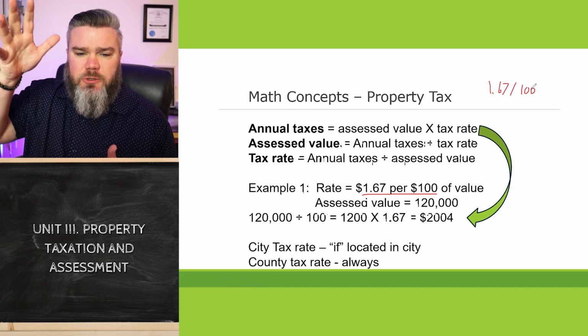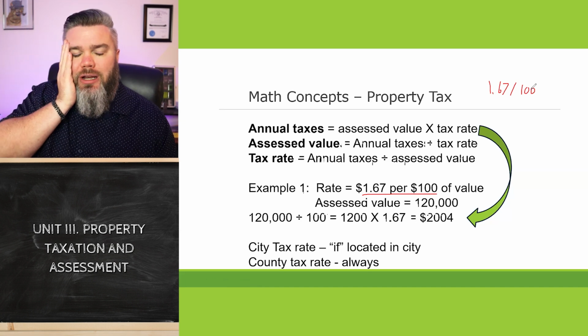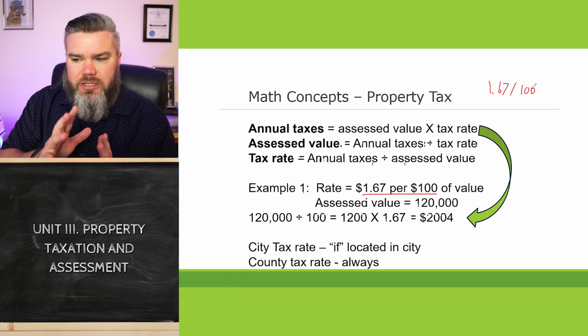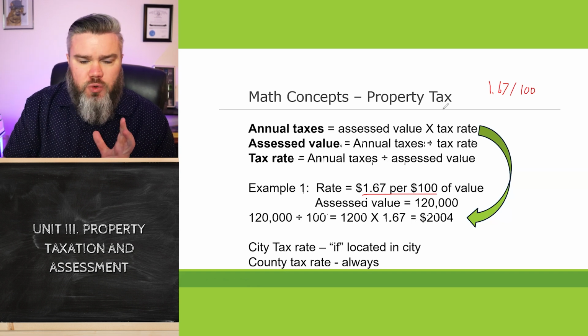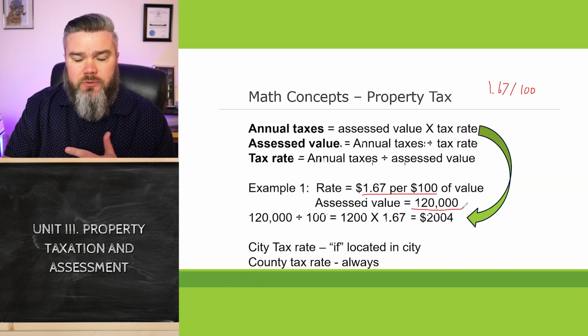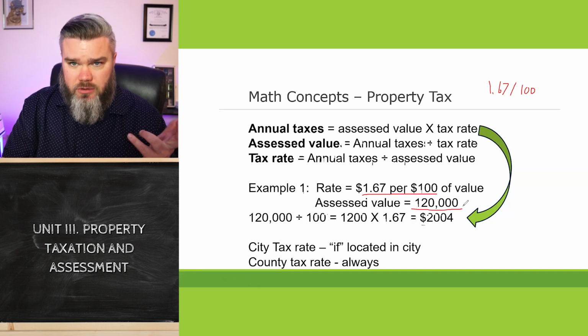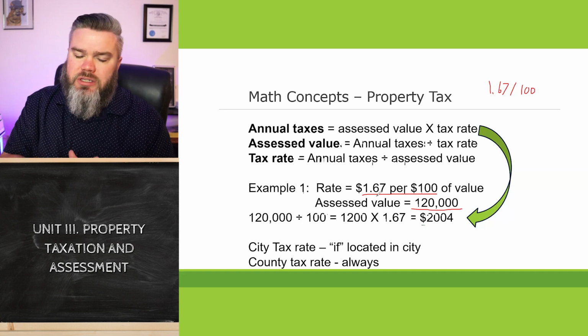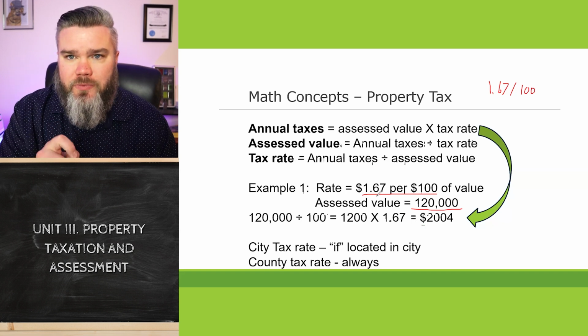So let me explain, and this is once again going to help you not need formulas. Let me explain what this is actually saying. If you look at this visual example, the assessed value is $120,000 for this property. It means the tax assessor said that was the assessed value. And the tax rate for this example is $1.67 per 100. Here's what that translates to.